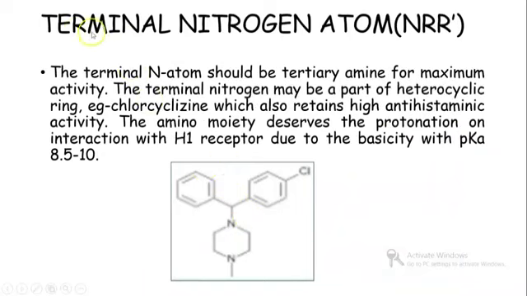And finally, the fourth part is the terminal nitrogen atom. The terminal nitrogen atom should be a tertiary amine for maximum activity. The terminal nitrogen may be a part of a heterocyclic ring. Example is chlorcyclizine, which also retains high antihistaminic activity. The amino moiety undergoes protonation on interaction with H1 receptors due to its basicity, with pKa value 8.5 to 10.